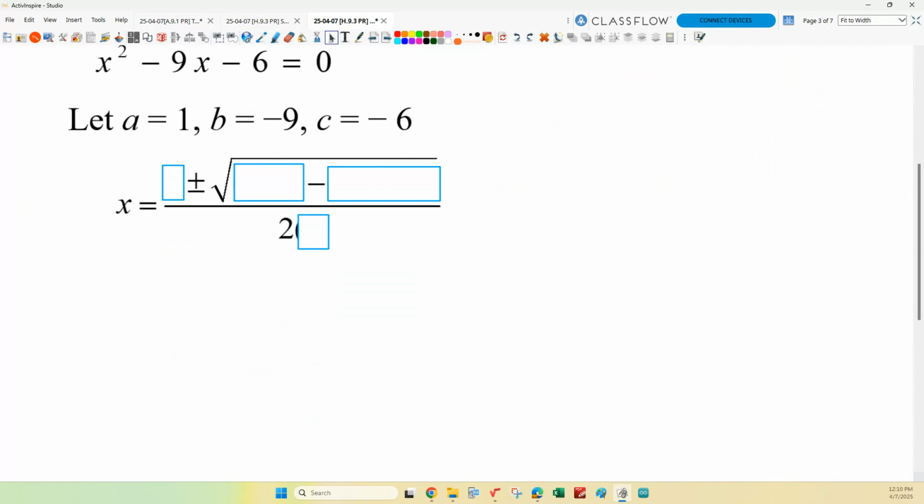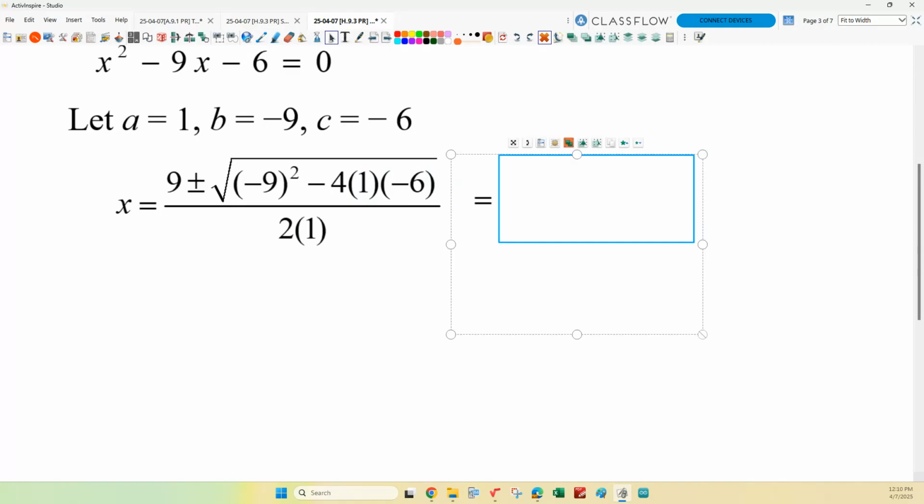What goes first? 9, good. Negative B is, in this case, positive 9. And then we're going to get negative 9 squared, which I would just write 81, right? 81 minus 4 times what? Times 1 times negative 6. Okay, good. And on the bottom we get 2.